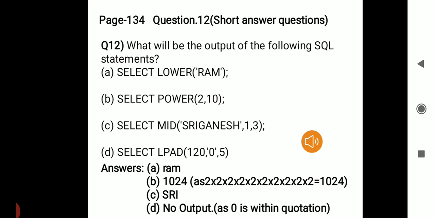Select MID within brackets the text 'Sri Ganesh' in quotation, 1, 3. 1 here is the start position, so it should start with the letter S, and 3 is the total number of letters to be extracted. So include the letters R and I along with S. This gives the result as 'Sri'.